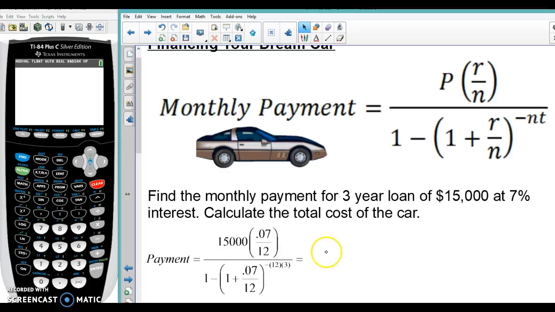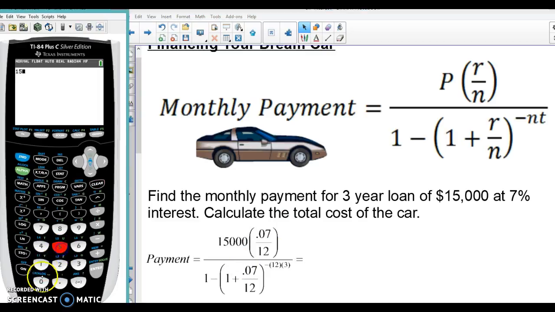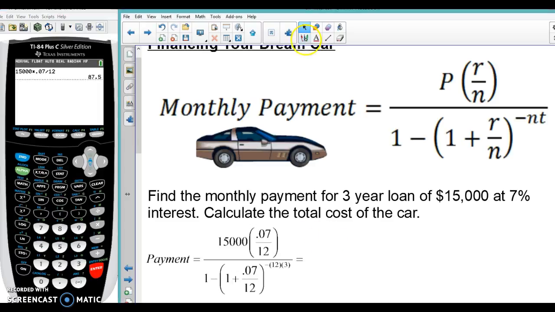This is such a large equation that I would recommend doing it in 2 separate pieces, at least in your calculator. So for instance, I would type in the 15,000 times 0.07 divided by 12, and get the numerator, or the top half, 87.5, and then go ahead and do the rest of the denominator.